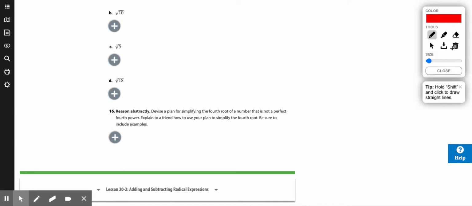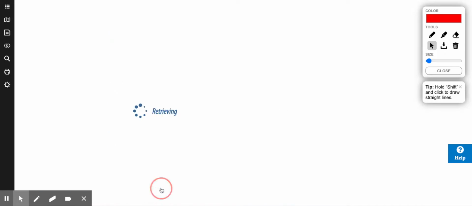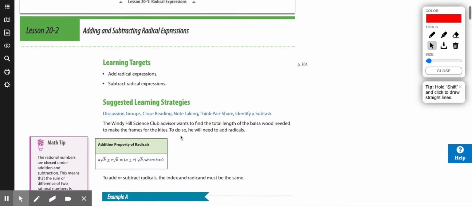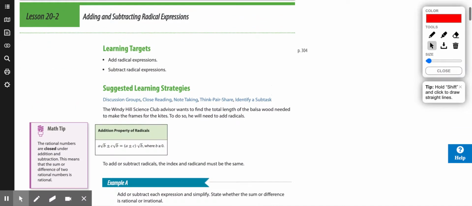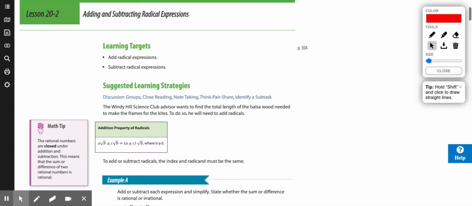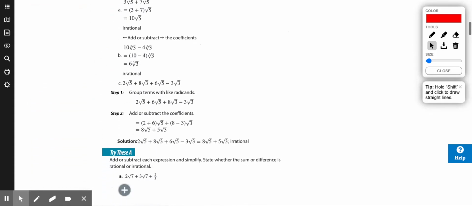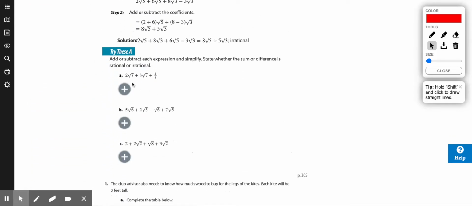All right, let's go to the next lesson real quick. Adding and subtracting radical expressions. Well, it turns out that it's very much like adding and subtracting all of our other expressions. You can only combine like terms. So if we're looking right here, 2 square roots of 7 plus 3 square roots of 7 plus 2/3. Well, what are my like terms? The ones with square roots of 7. So that's 2 square roots of 7 plus 3 square roots of 7.